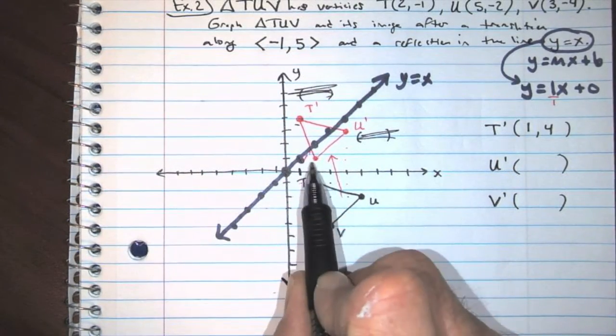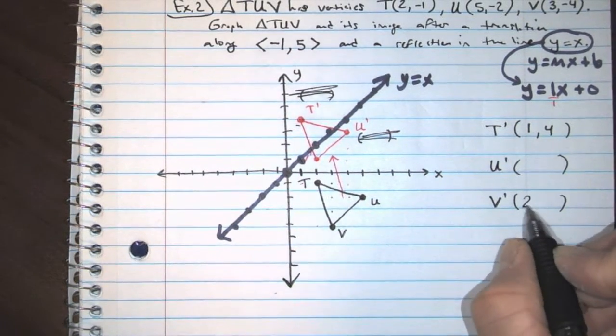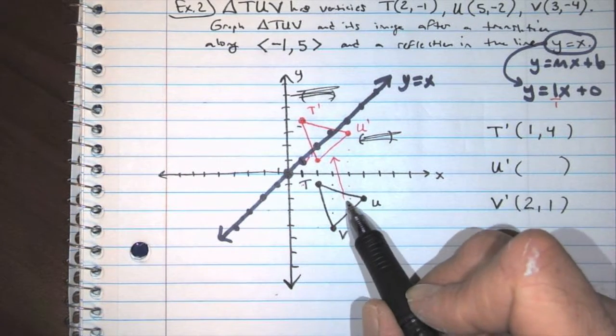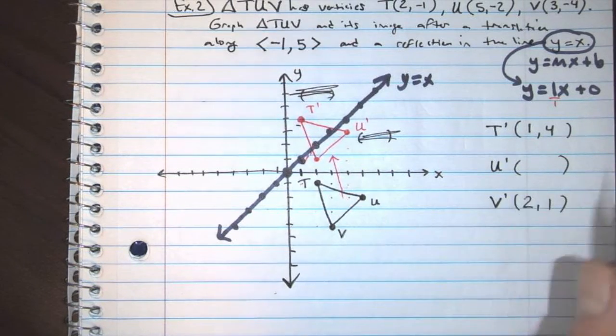V prime, that's an easy one. I think I go over 2 up 1. I think I did that right. Over 2 up 1. I kind of skipped U prime, sorry. U prime. If I go 1, 2, 3, 4, 1, 2, 3. What is that? 4, 3?